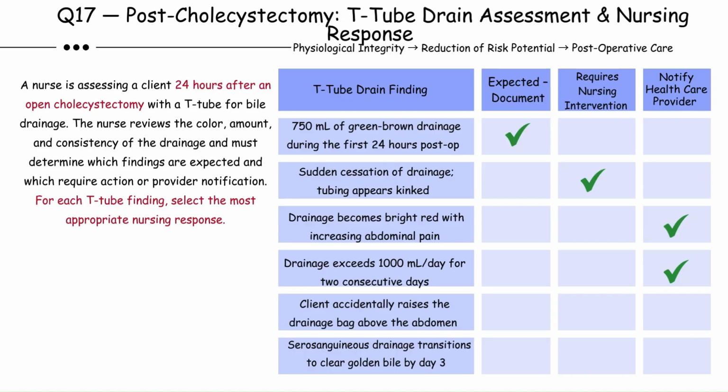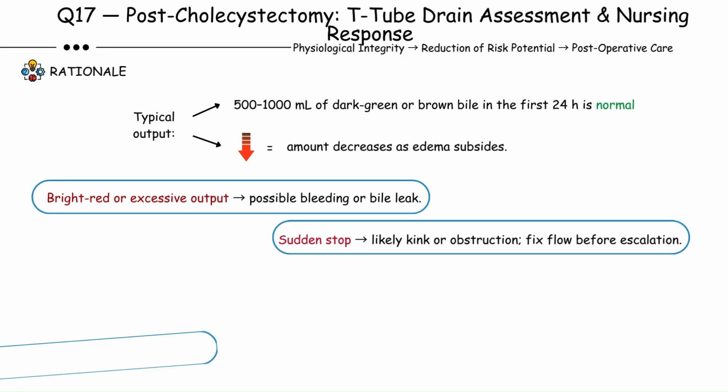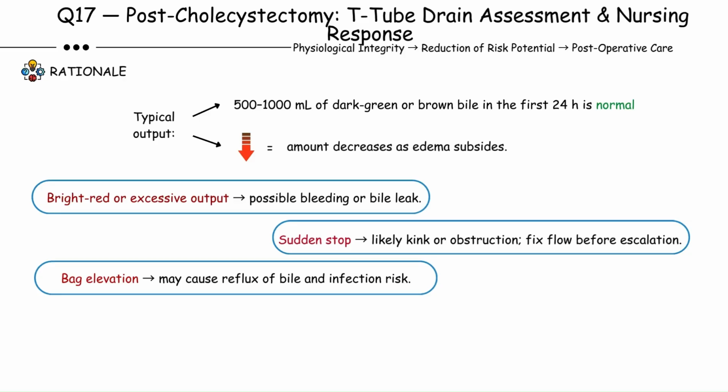Finding 5. The client accidentally raises the drainage bag above the abdomen. This requires nursing intervention. The bag must be kept below the level of the abdomen so that bile drains out by gravity. When the bag is raised above the abdomen, bile can flow backward into the biliary system, increasing the risk of infection or pressure injury. The nurse needs to reposition the bag and re-educate the client.